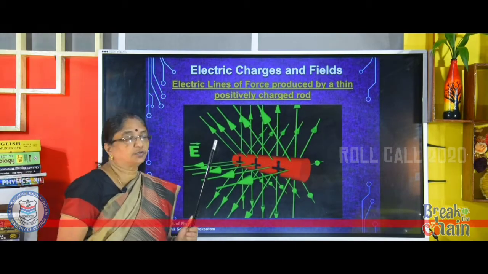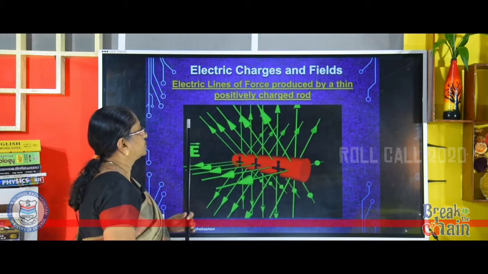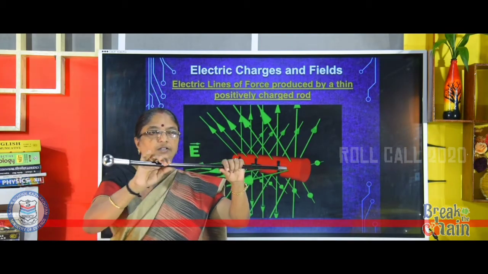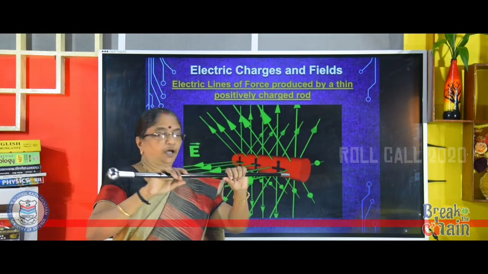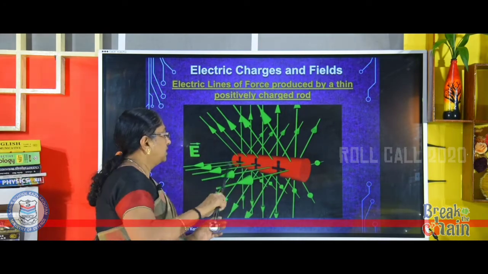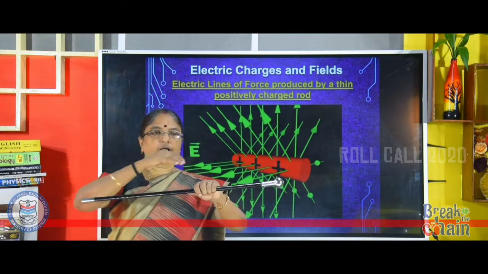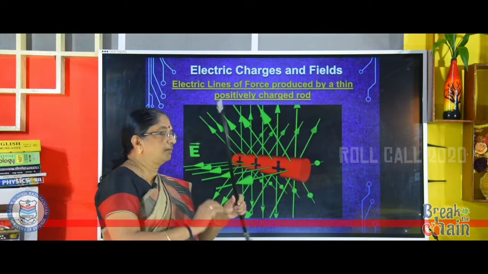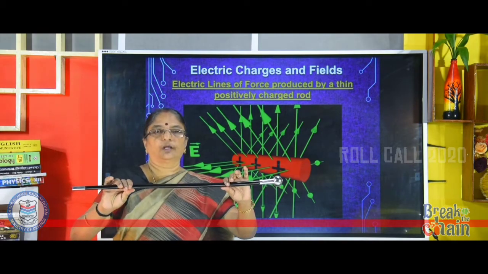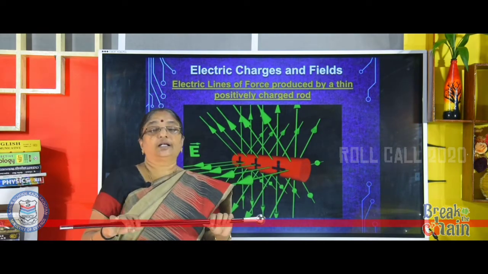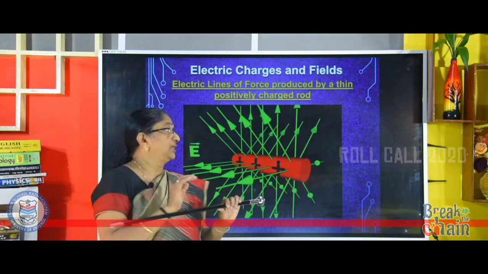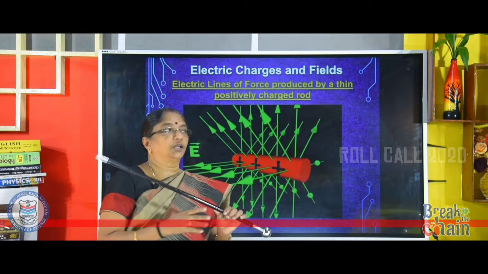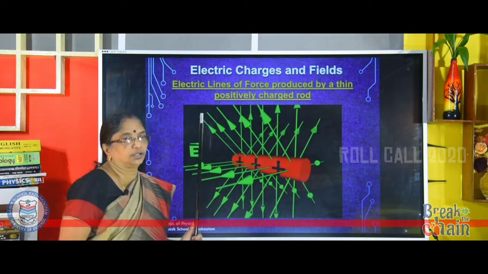And see this one, electric lines of force produced by a thin positively charged rod like this. I can charge this rod, and all around the rod electric lines of force are there, and see the direction is away from the positively charged rod. If it were a negatively charged rod, the pattern will be the same, the only difference is the arrow. The arrow will be towards the rod. That is for a single thin positively charged rod.